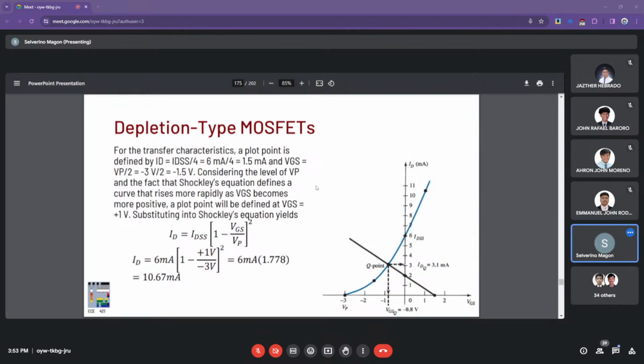Now, for the transfer characteristics, we look into the various values of ID at the half point and the quarter points of IDSS. Since we have IDSS at 6, we look into ID at 3 milliamps. And okay, in this case, we look only at the 4 milliamps. No? So at IDSS over 4, or 1.5 milliamps.